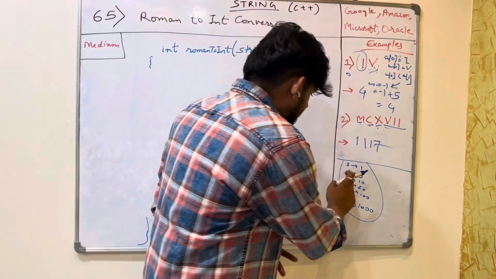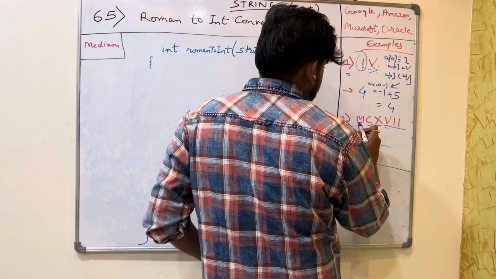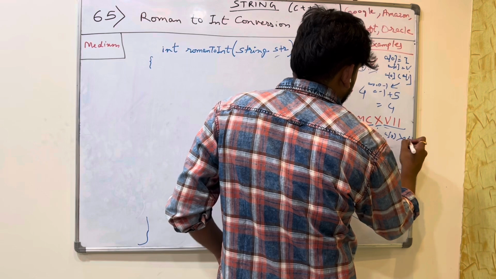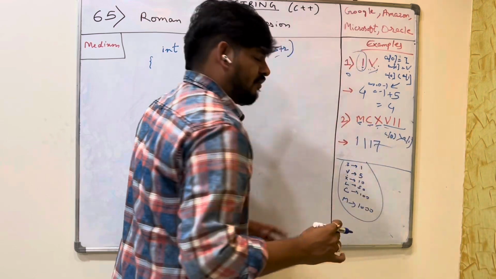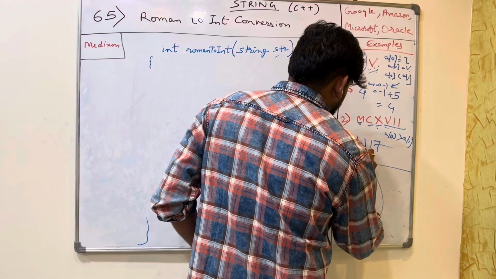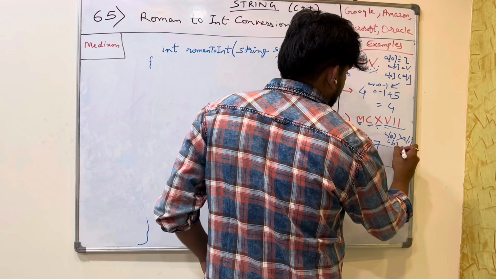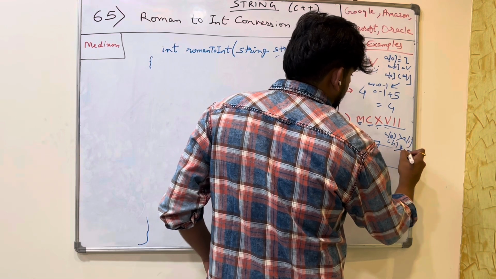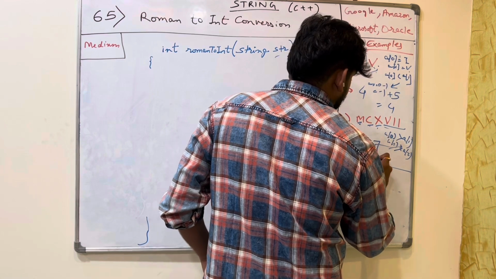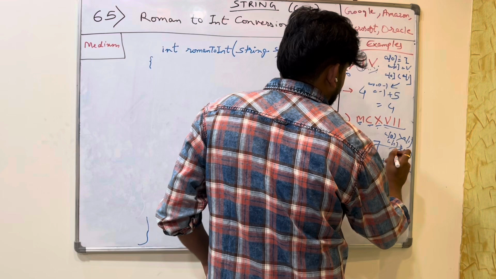If it comes later, like for example here, M is there and then C is there. So this is greater, right? A0 is greater than A1 in this case, right? So we will add the value of A0, that is 1000, right? So our answer is 1000 and then plus. Now A1 is actually greater than A2. So we will add A1 value also, that is 100. Same goes for A2, A3, A4, everything is greater, right?